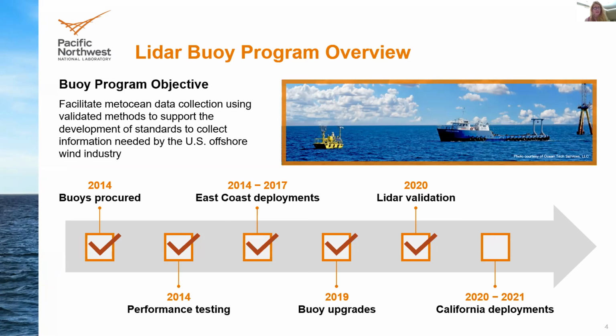So 2 Axys Wind Sentinel buoys were procured in 2014. They underwent acceptance and performance testing at our Marine Sciences Laboratory in Sequim, Washington. They were transported to the East Coast and deployed off the coast of Virginia and New Jersey between 2014 and 2017. They underwent significant upgrades in 2019, including upgrades to their LiDAR systems and some data logging systems.